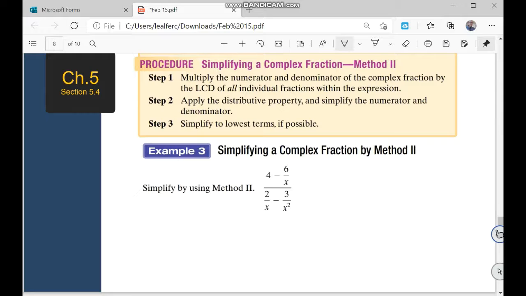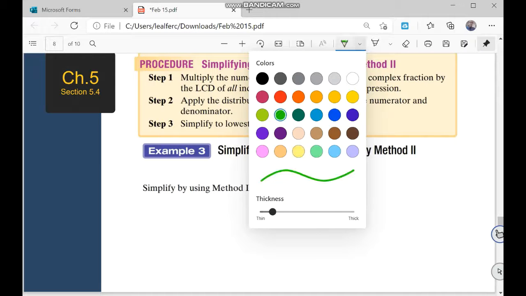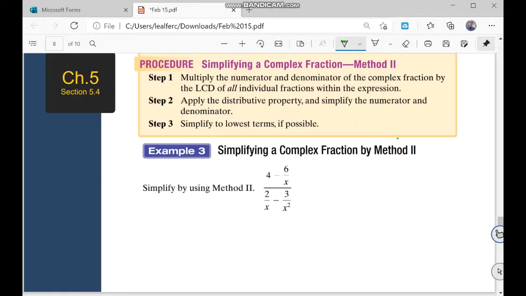Now, method number 2, and this is going to be useful when you have lots of fractions on the numerator and or lots of fractions on the denominator, like here. See, you have 2 fractions on the numerator and 2 fractions on the denominator. If you apply keep, change, flip, you have to do lots of things. It might be complicated. So let me show method number 2 that might be a bit easier.